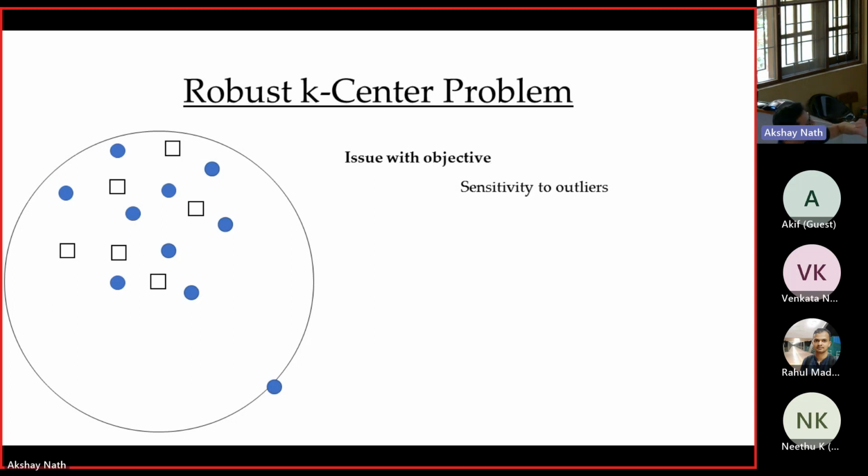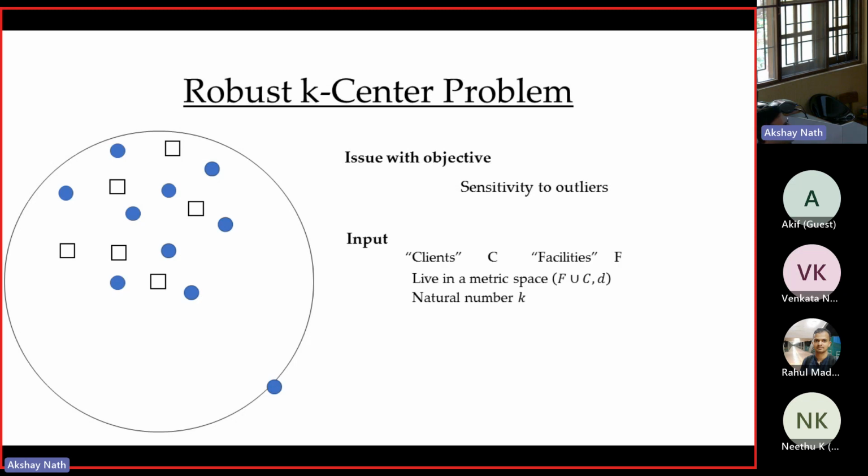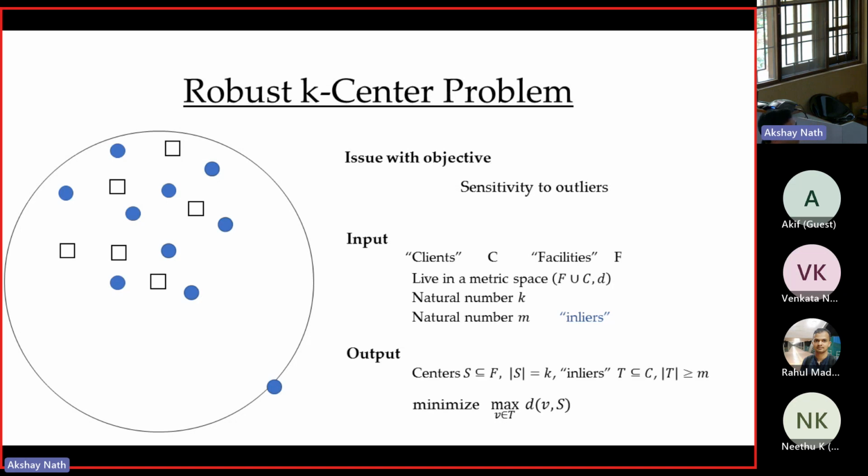To overcome this, people looked at a problem called k-center with outliers, the robust k-center problem. The input is again the same as for k-center, but there's an extra quantity m, a natural number between 1 and the number of points. This is supposed to be the number of inliers, the number of points that you need to cover. And what's the objective now? The output is not only do you have to figure out the centers to open, you also have to figure out the clients to cover.